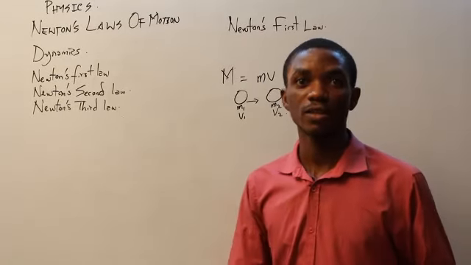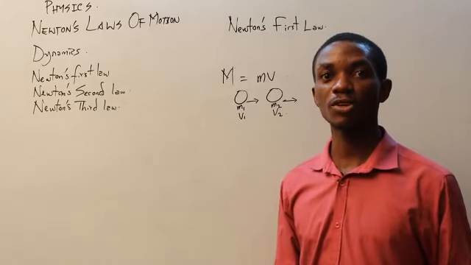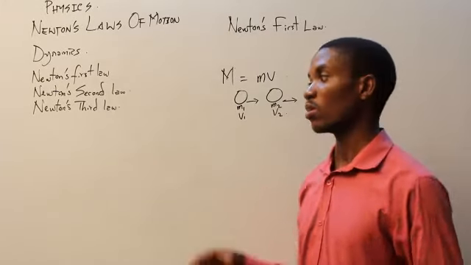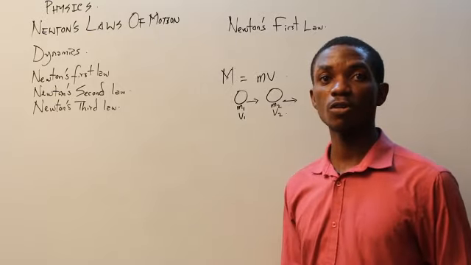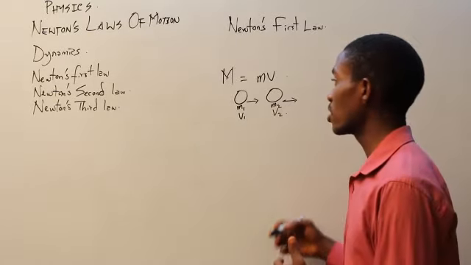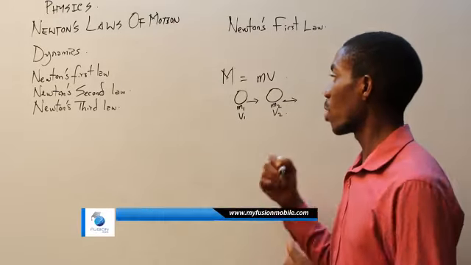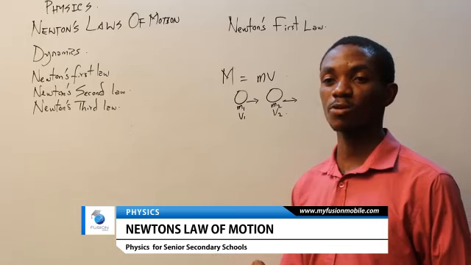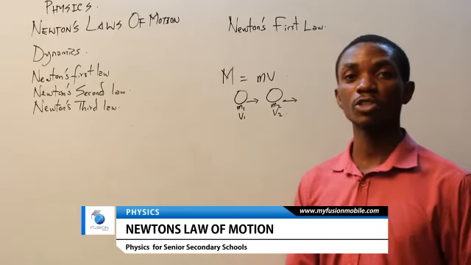Of course, direction matters when we talk about vector quantities. We know velocity is a vector quantity, so momentum also is a vector quantity. Now, should they be moving in the same direction? If they should collide and move together, there are several conditions that could happen. There are about 3 different conditions that could happen.